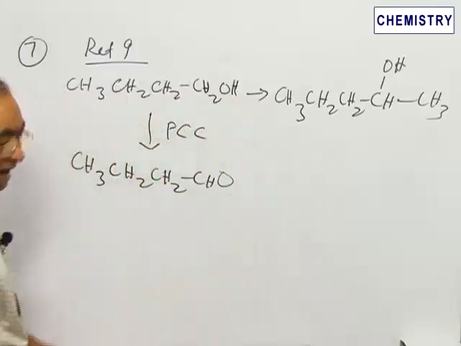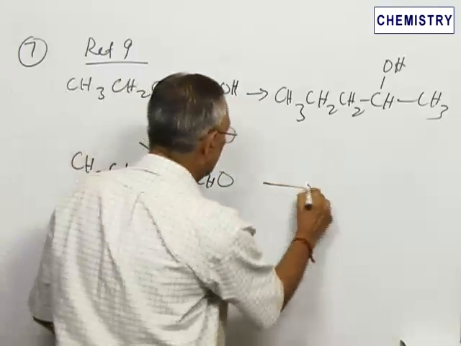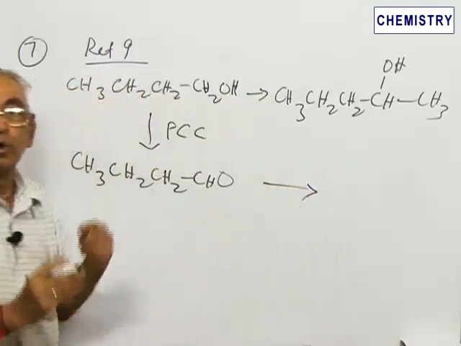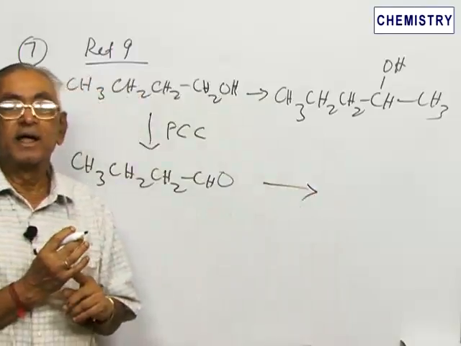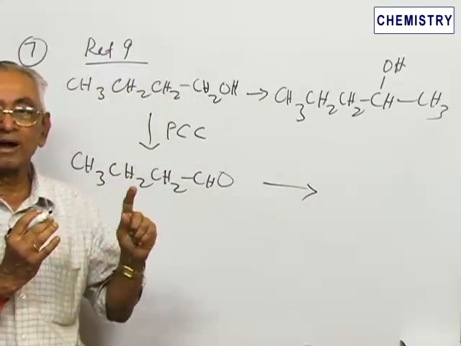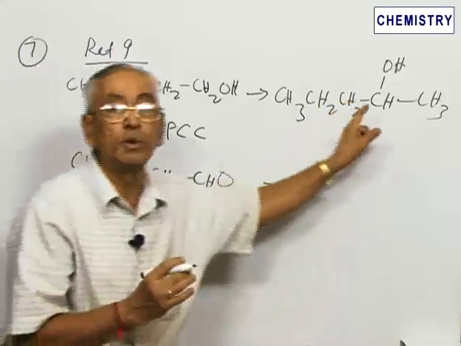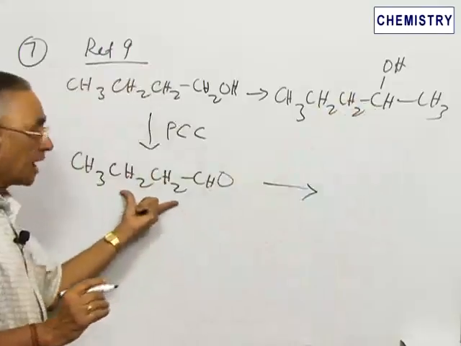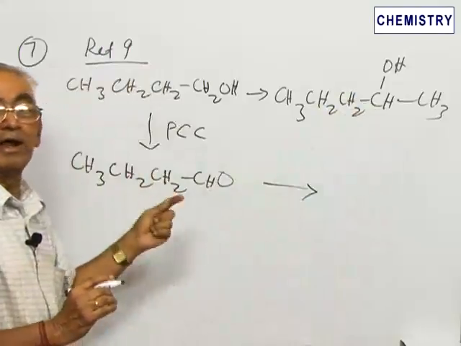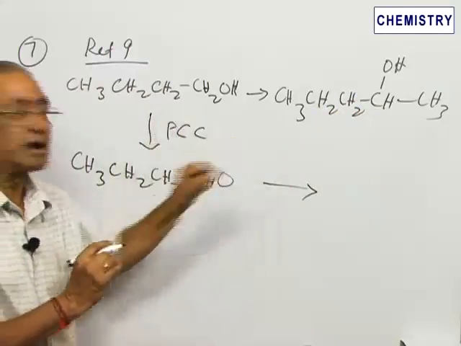This becomes a butanal. When butanal is treated with a Grignard reagent, normally the rule is: any Grignard reagent reacts with formaldehyde, it will lead to a primary alcohol. With any other aldehyde, it will lead to a secondary alcohol. 4 carbon atoms are already available here. We need one more carbon atom through a Grignard reagent.